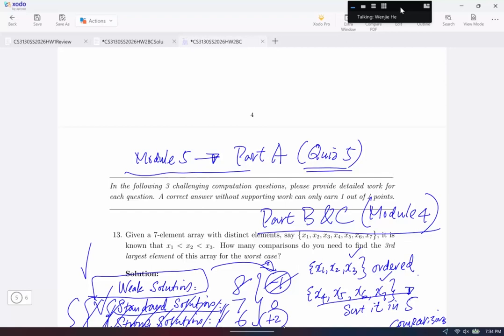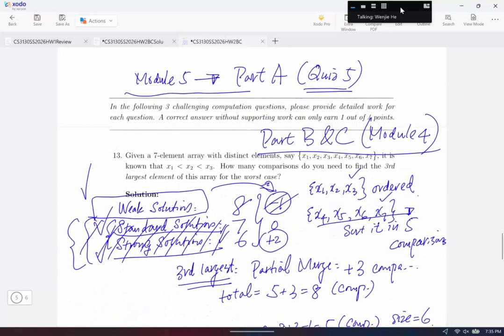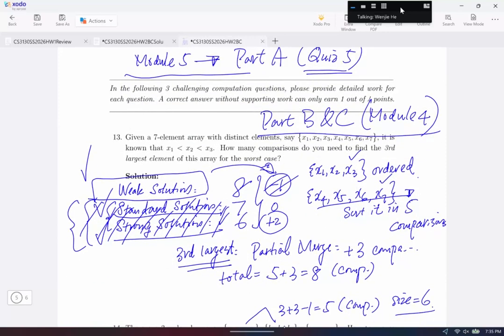But I feel we don't have that much time to do it. So I just simplify. I do not put a computation question from module 5. So you focus on divide and conquer, module 4 questions in the final. All right, so that's pretty much what I want to cover in the review session.